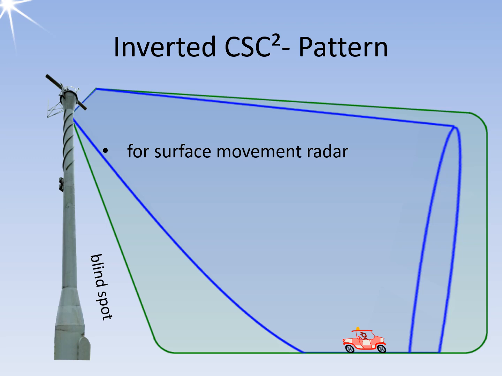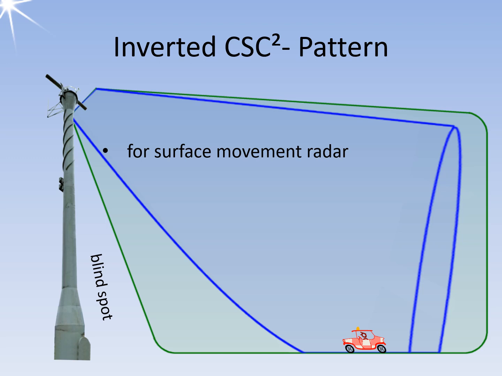Surface Movement Radar, abbreviated to SMR, or Airport Surface Detection Equipment, abbreviated to ASDE, is typically mounted on high masts or even on the roof of the tower. A simple fan beam pattern can result in a wider blind spot. However, this blind spot can be reduced by using an inverted cosecant squared pattern, which can be achieved by installing an antenna with cosecant squared characteristics upside down.